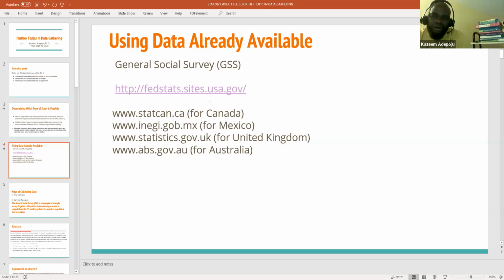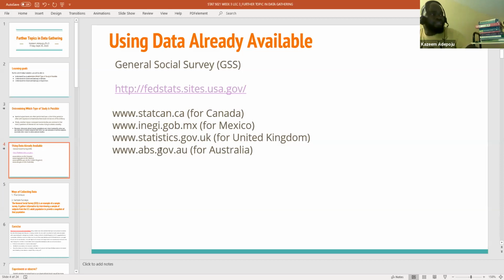Okay, so if you need data online, you can actually visit http://fedstart.site.usa.gov. Okay, if you need something that has to do with Canada, of course, it's right there, with Mexico, United Kingdom, and Australia. Of course, you've got a link that you can actually exploit.